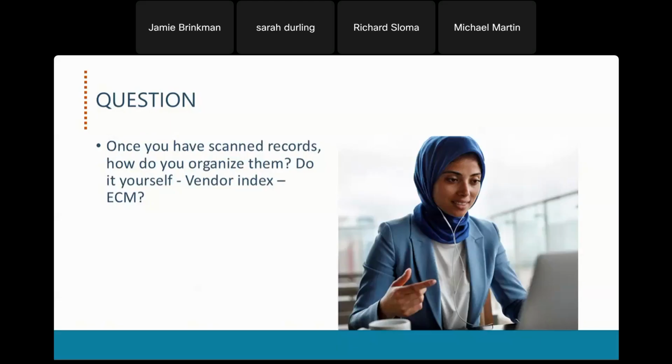So once you have scanned records, how do you organize them? Do you do it yourself? Do you use a vendor index? Do you use an ECM? Michael, do you have thoughts on this?